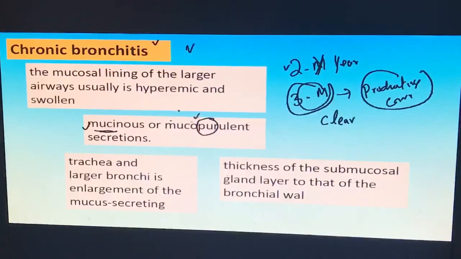The mucus is not a lot of pus there. The pus is little, with not much foul smell as compared to bronchiectasis. The trachea and bronchi have mucus secreting cells. What happens during bronchitis inflammation? These mucus secreting cells enlarge and start releasing mucus. The person has a cough along with mucus production.